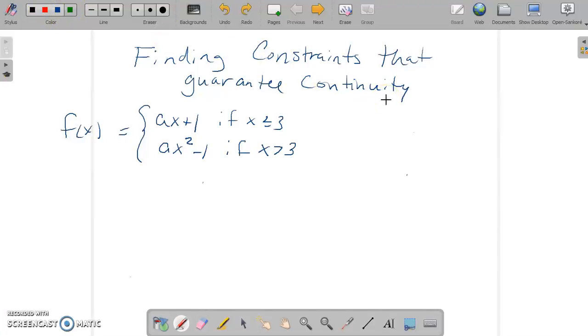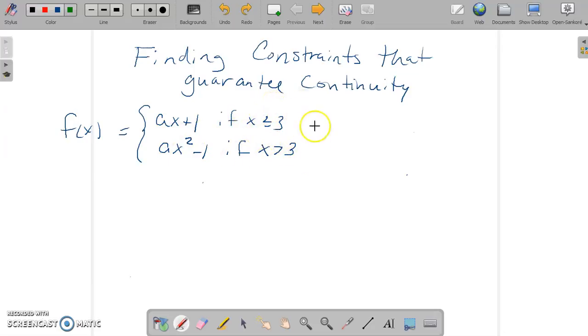Okay, so this video is going to show you a couple more examples of some things that may help you with your homework in section 1-4. You might be asked in your homework to find constraints that will guarantee continuity.